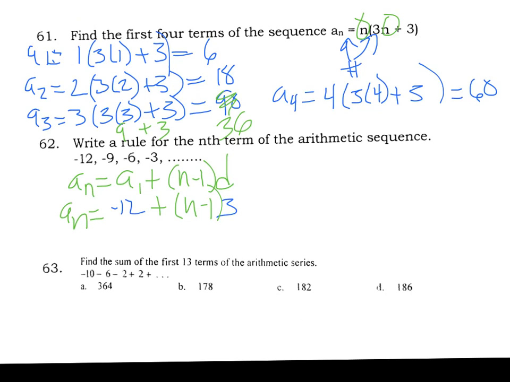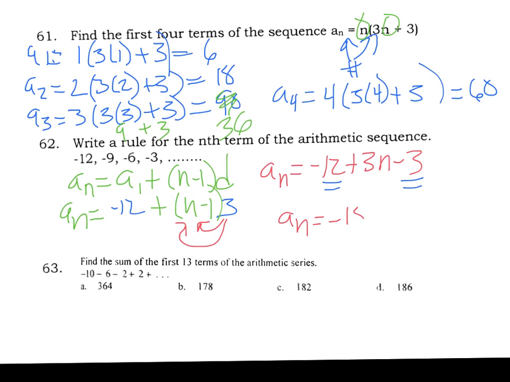Now, you will probably have to choose an answer that is simplified. So simply distribute. I'm just showing it on the bottom because I'm running out of room here. And an equals negative 12 plus 3n minus 3. Again, that's me just distributing the 3. And then I'm going to finally combine my two like terms. And I'll end up with an equals negative 15 plus 3n. Or you can write it as 3n minus 15.